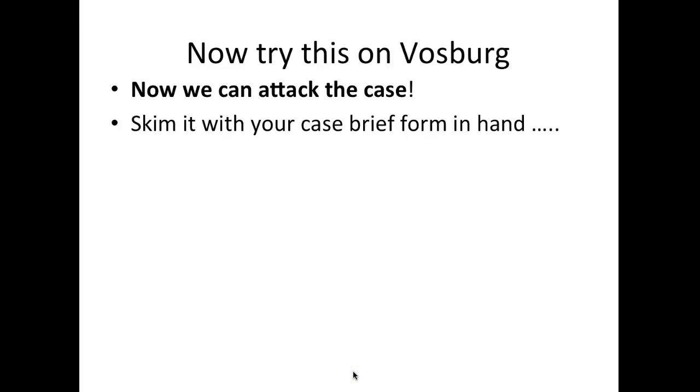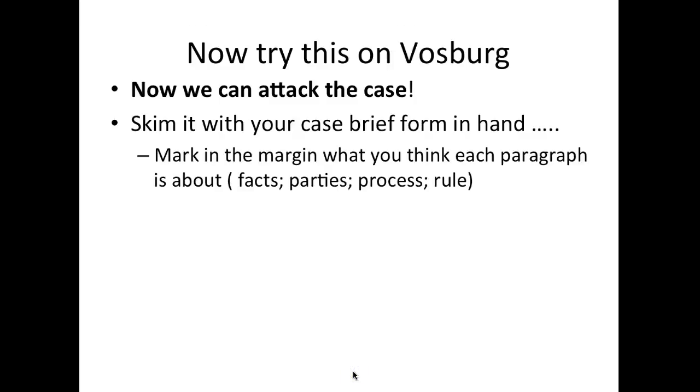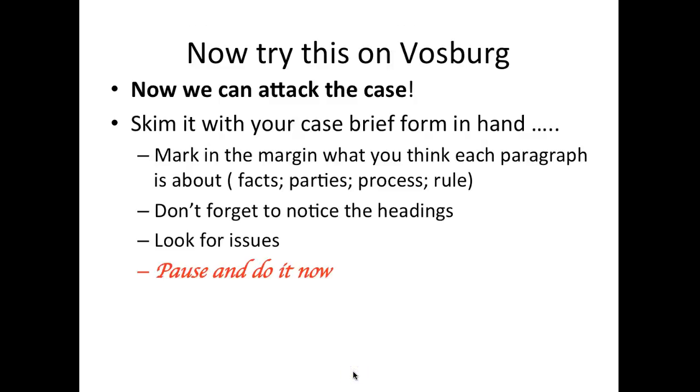Let's skim the case with your case brief form in hand. Mark in the margin what you think each paragraph of the case is about so you can come back. So we're skimming and simply marking. Is this a paragraph about facts? Is it about process? Is it about rule? Don't forget to notice the headings. This case has 3 headings. That may well indicate that the court is going on to a different issue with each heading. What are those issues? So pause now, skim the case, and tell yourself what each paragraph seems to be about.